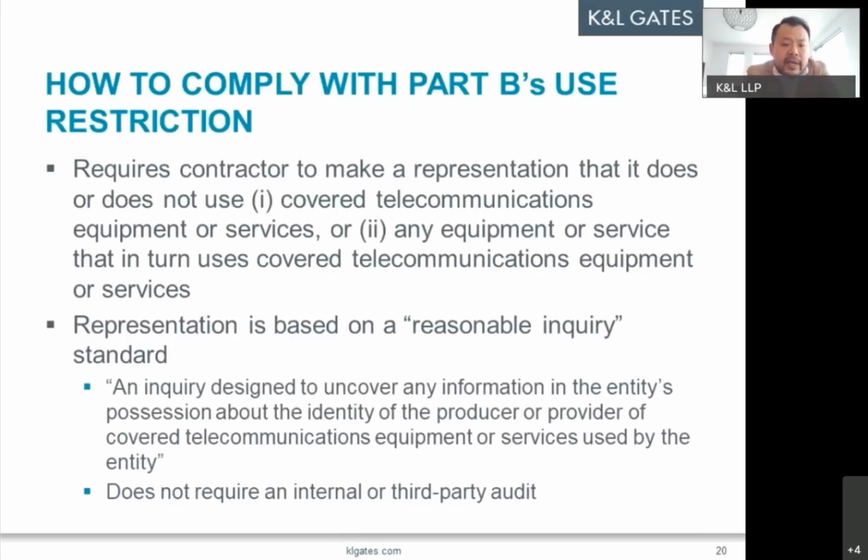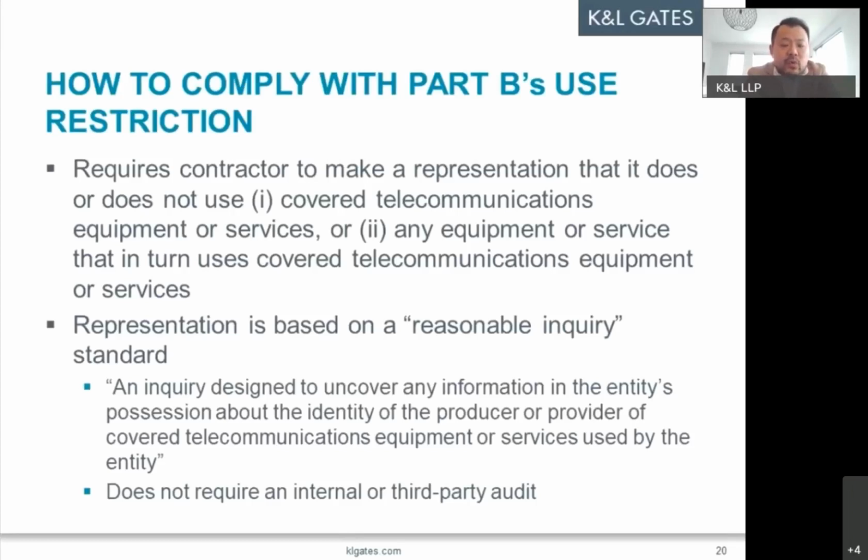Okay, so Part A, in my mind, is a bit easier because we're talking about sales, right? And I'm not trying to minimize it because there are some fairly significant compliance issues and supply chain management issues in making sure that covered products do not enter your supply chain. But Part B is a bit more nebulous. As I mentioned, this requires a contractor to make a representation that it does not use covered telecom equipment or services, right? Or any equipment or service that in turn uses covered telecom equipment or services.